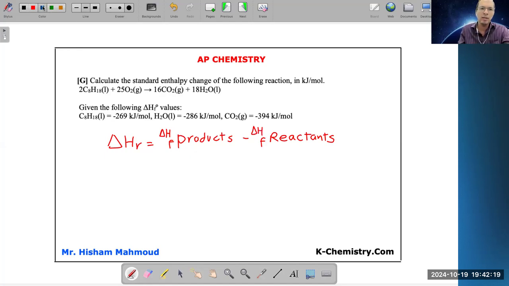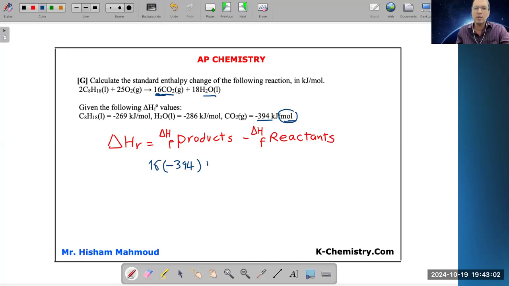So how many products do we have here, Abdullah? The first one is CO2 and the second one is H2O. So CO2 is equal to how much? Minus 394. But this is for how many moles? This is per 1 mole only. And here is for 16 moles of CO2. So I have to multiply this value by what? Here it is 1 mole only, but here how many moles, Abdullah? CO2 16 moles. So we have to multiply this value by 16.